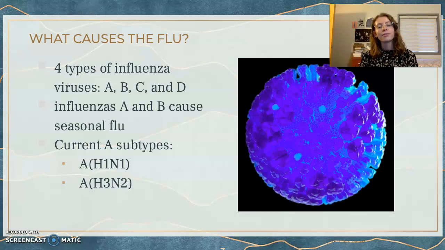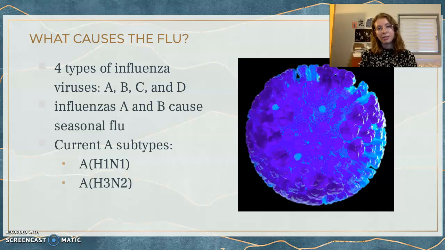So, what causes the flu? There are 4 types of influenza viruses, A, B, C, and D. I'll be talking about influenzas A and B because they cause the seasonal flu, but C is known to cause more mild symptoms, and D is known to circulate in cattle.